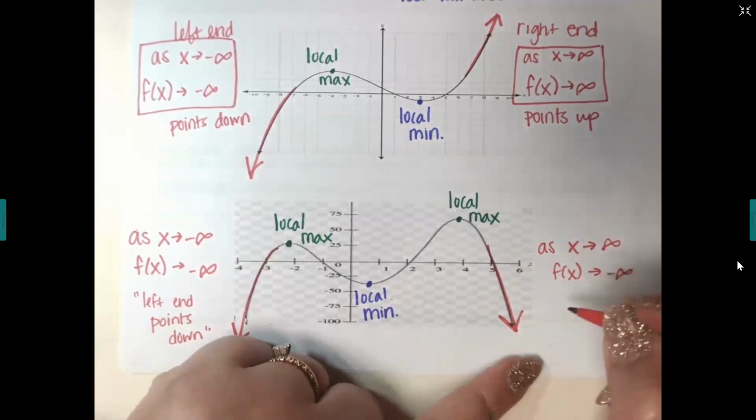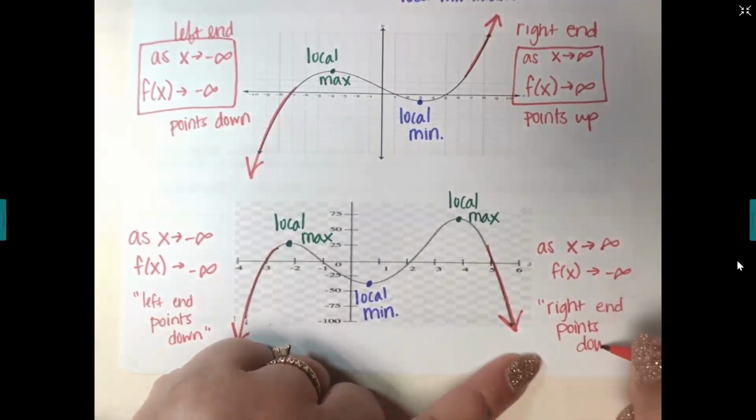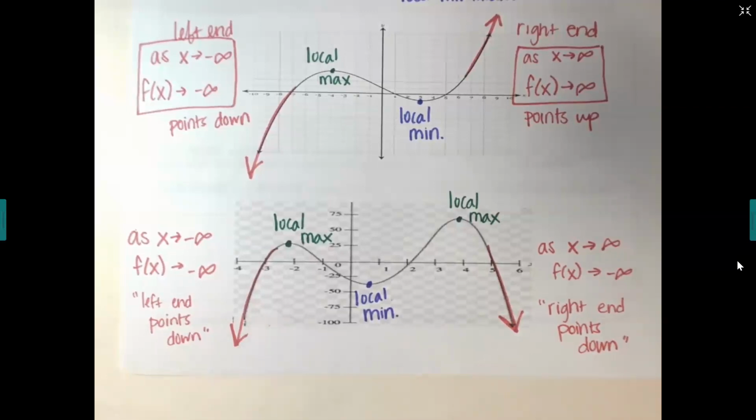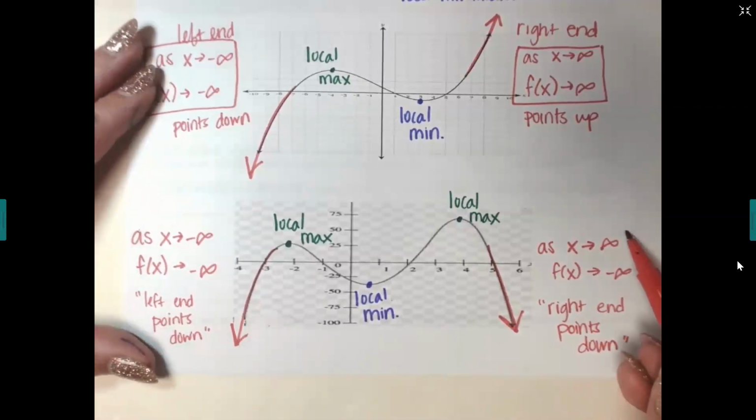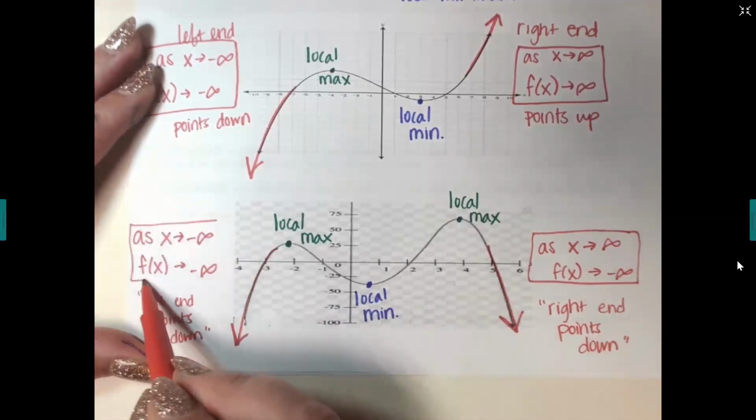So I'm going to put what that means. The right end points down. Okay. But your answer would be this kind of weird little math sentence right there.